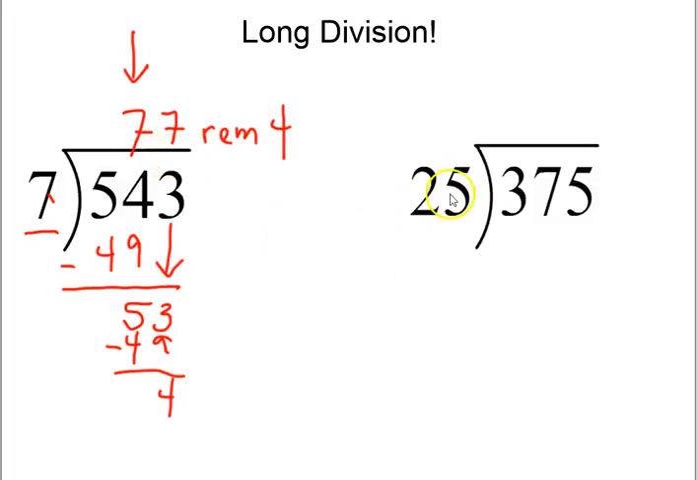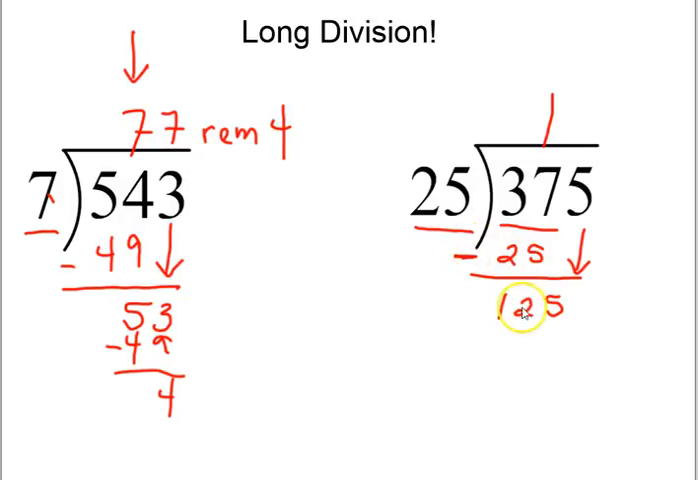Let's try this with something a little bigger. So we're going to divide 375 by 25, and the first thing we do is say, well, how many times does 25 go into 37? It goes in once, and we write down 25, and then we subtracted, and 37 minus 25 is going to be 12. And then remember, I dropped the 5 down.